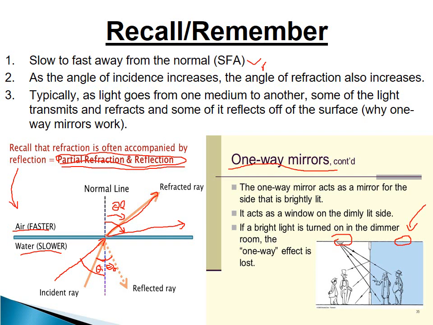But if you're on the dimly lit side, a lot of light rays from these individuals will go through and you'll be able to see them, and there'll be less of a reflection effect, and as a result you'll see the people on the other side instead of your own reflection. But if both sides were brightly lit, then you'd lose that one-way effect. So again, please take time to review these 3 important points here. Do go over one-way mirrors and how they relate to the partial refraction and reflection concept as well.